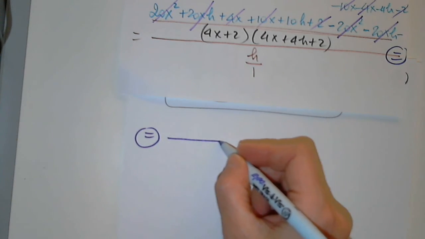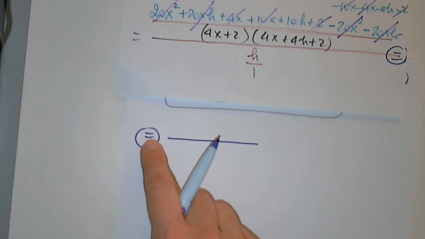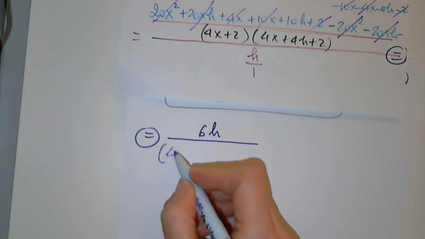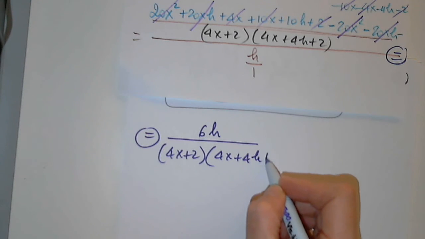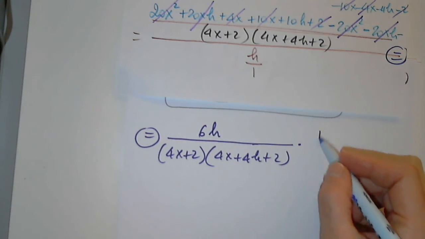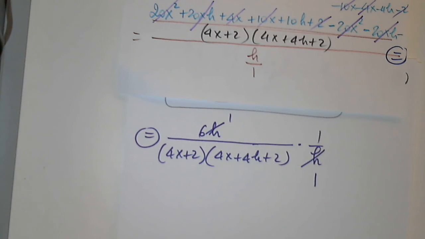So the numerator now, look what I'm doing. The fraction line is right in the middle of the equal symbol. The numerator has 6h. The denominator has to be copied, mandatory. It cannot go away, and you cannot multiply it. And now I multiply by 1 over h. Only now I'm in step 2, or whatever you want to call this step.